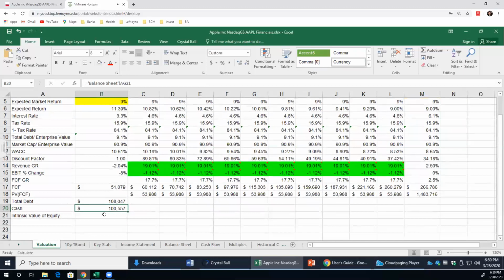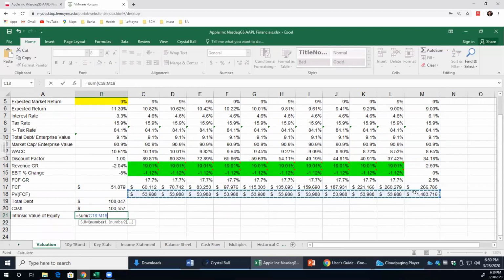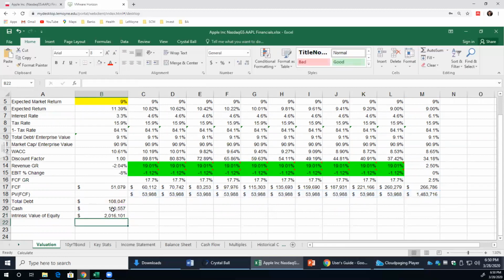And now I can calculate the intrinsic value of Apple by summing up all the present value of these expected future cash flows, minus the debt plus the cash. So you can see that according to our calculations, Apple's intrinsic value is $2.2 trillion on average. Now what I would like to do is calculate intrinsic value per share.